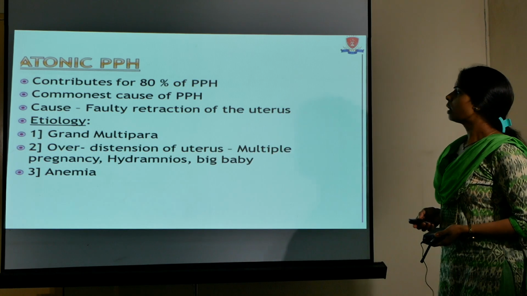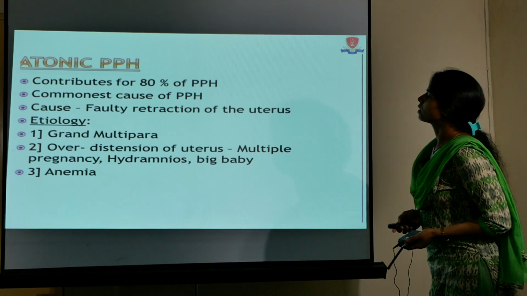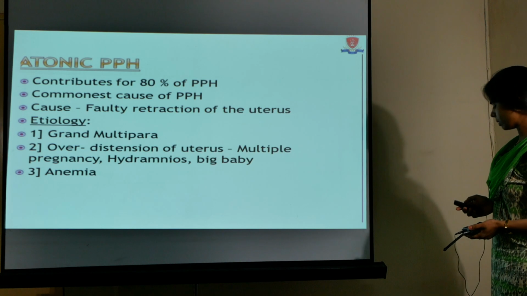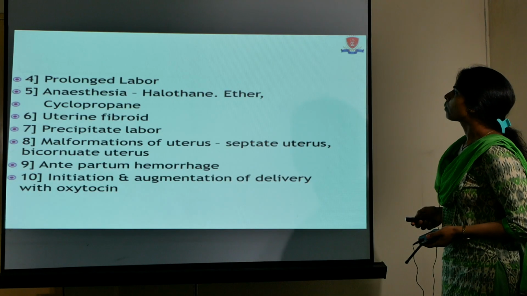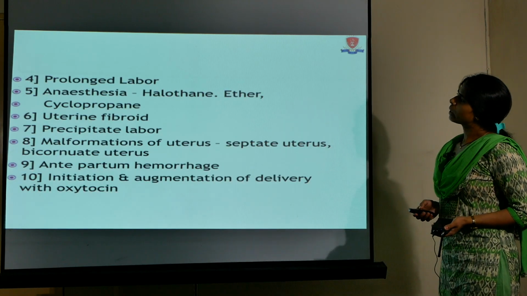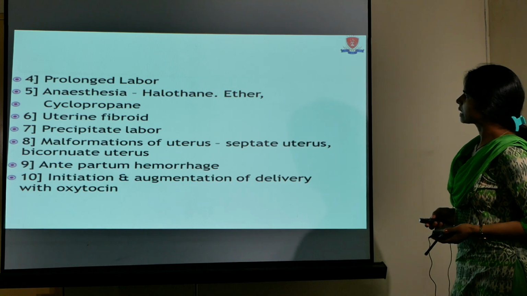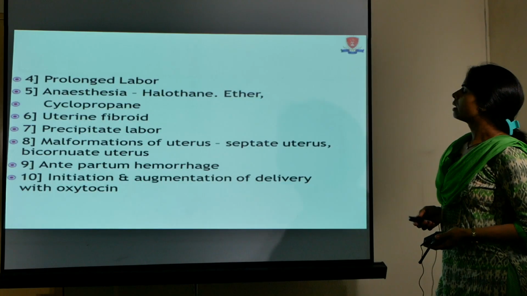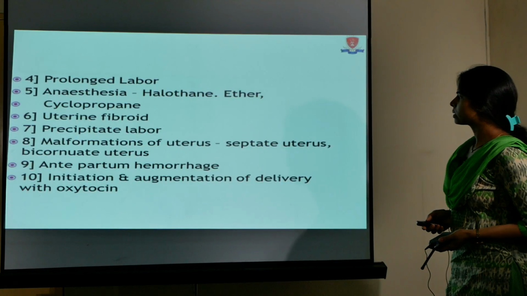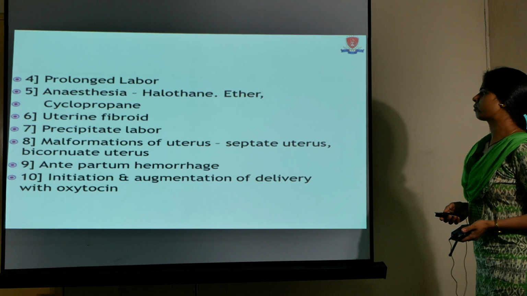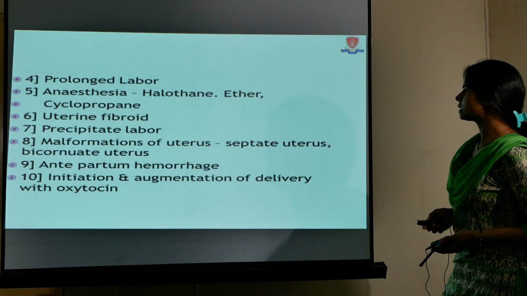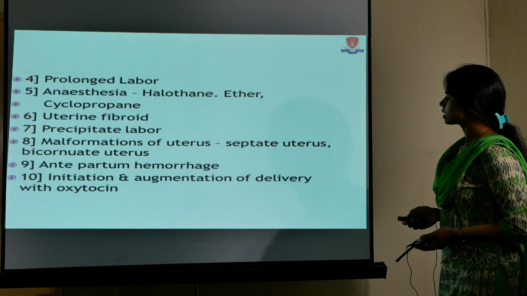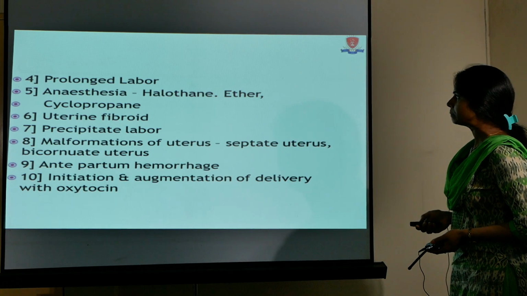It may be due to grand multipara patients and over-distension of the uterus due to multiple pregnancies, hydramnios, a big baby, or anemia; prolonged labor; the effect of anesthesia, for example halothane, ether, cyclopropane; uterine fibroid, precipitated labor, and malformation of the uterus such as septate uterus or bicornuate uterus; antepartum hemorrhage; and the initiation and augmentation of delivery by oxytocin. These cause faulty retraction of the uterus.